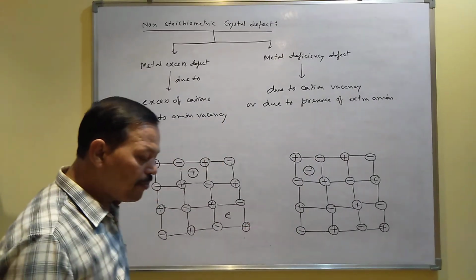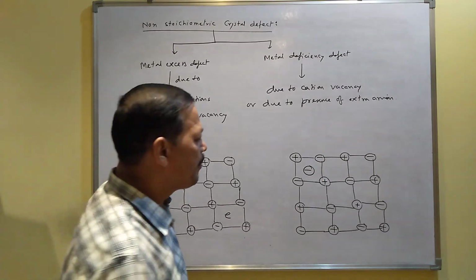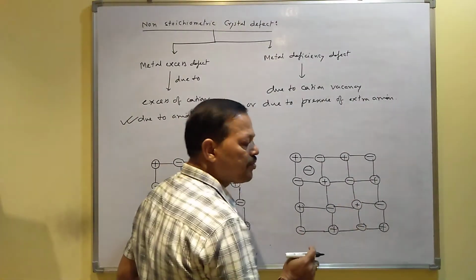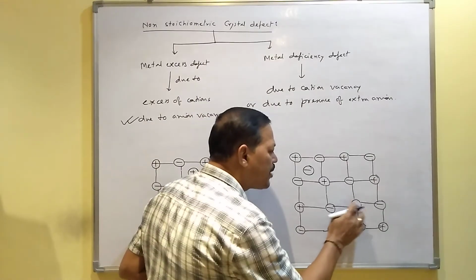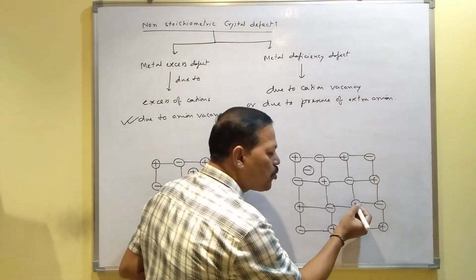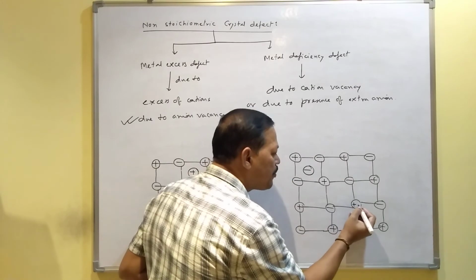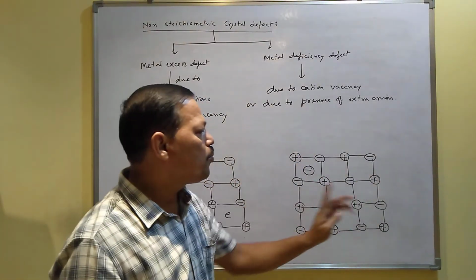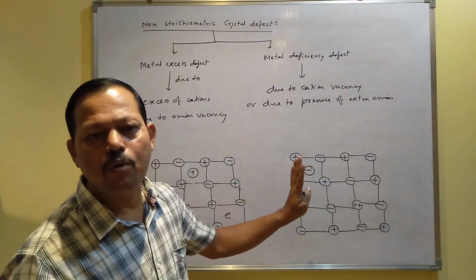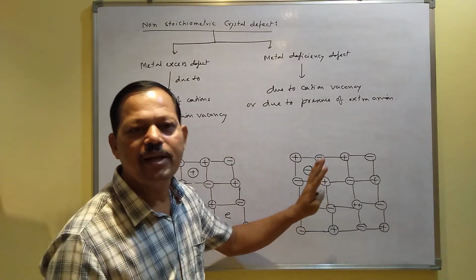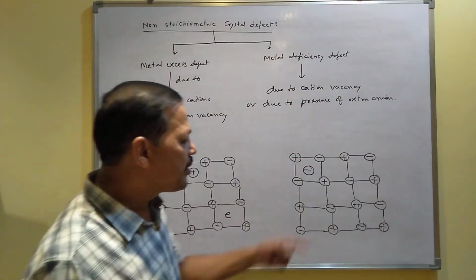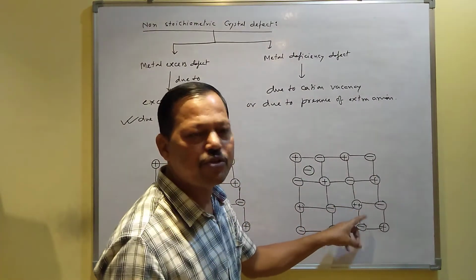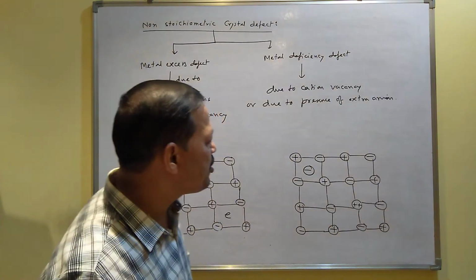So how will it maintain the electrical neutrality? To maintain the electrical neutrality, one of the cations is replaced by some neighboring cation, like this is copper 1 plus, this copper 1 plus ion is replaced by some copper 2 plus ion, so that total number of positive charge is equal to the total number of negative charge, because it should maintain the electrical neutrality. This type of defect is also shown by transition metals, because transition metals can show this type of variable oxidation state.